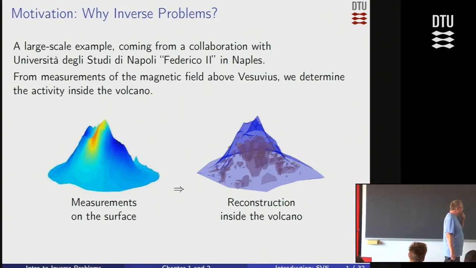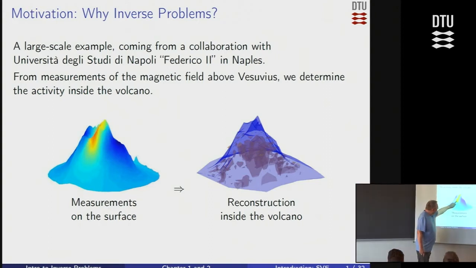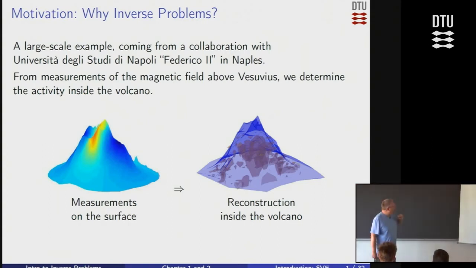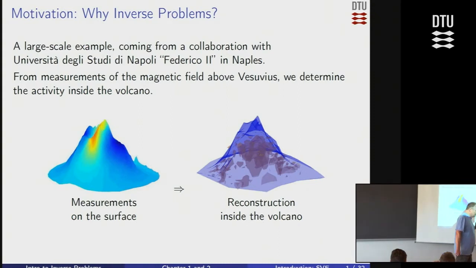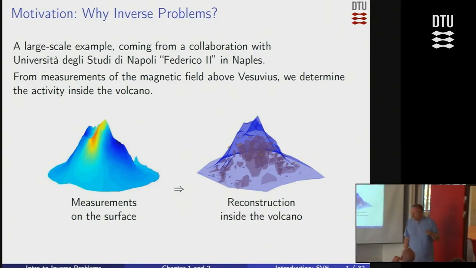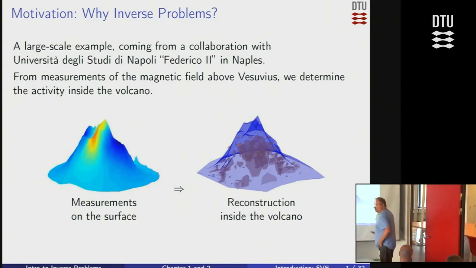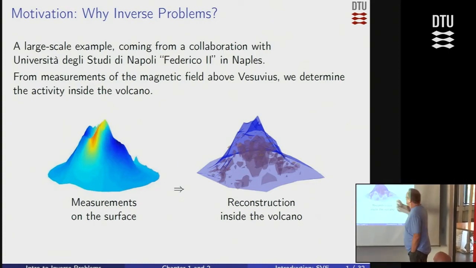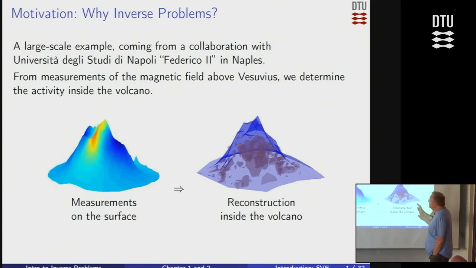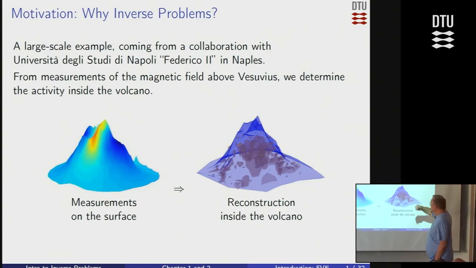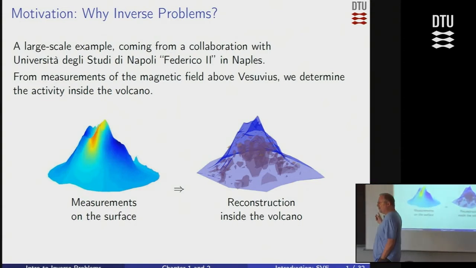So what you do is that you fly on a helicopter around the volcano, and you measure the magnetic field, right? And from those measurements on the outside of the volcano, you try to reconstruct the distribution of magnetic material inside the volcano. And then you can see if something is moving or bubbling a bit, and then it might be time to run away. So that's the inverse problem there.